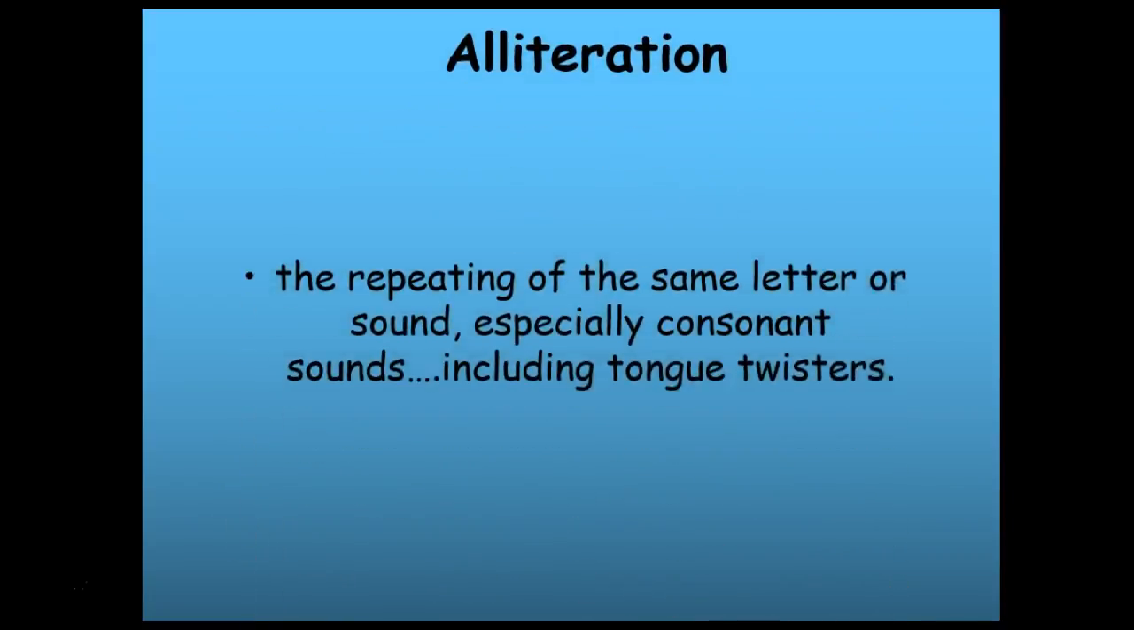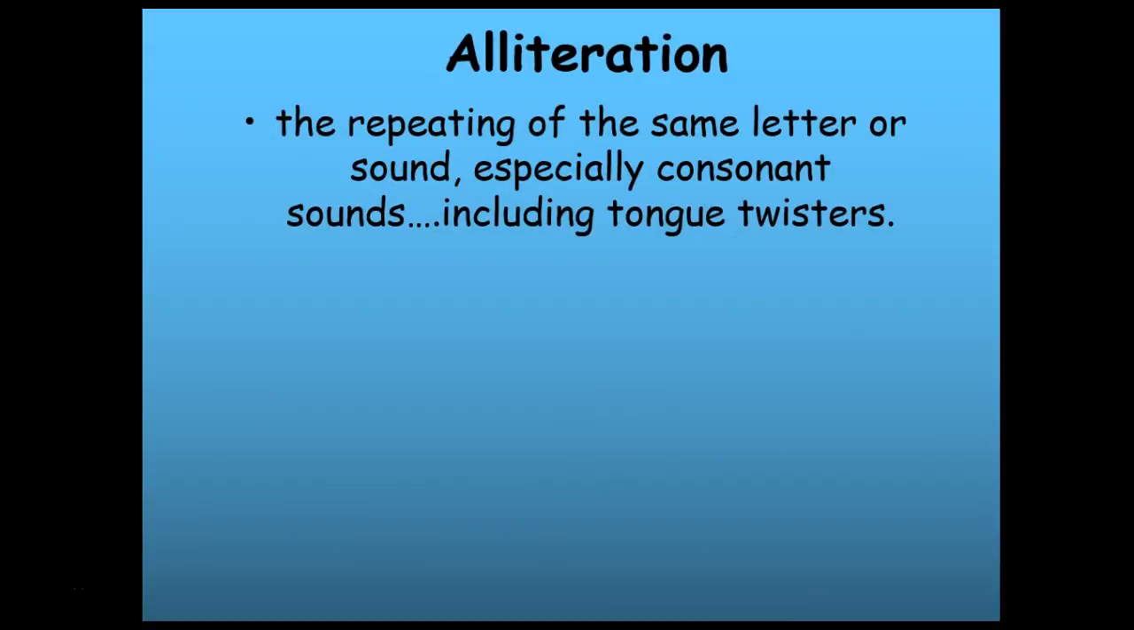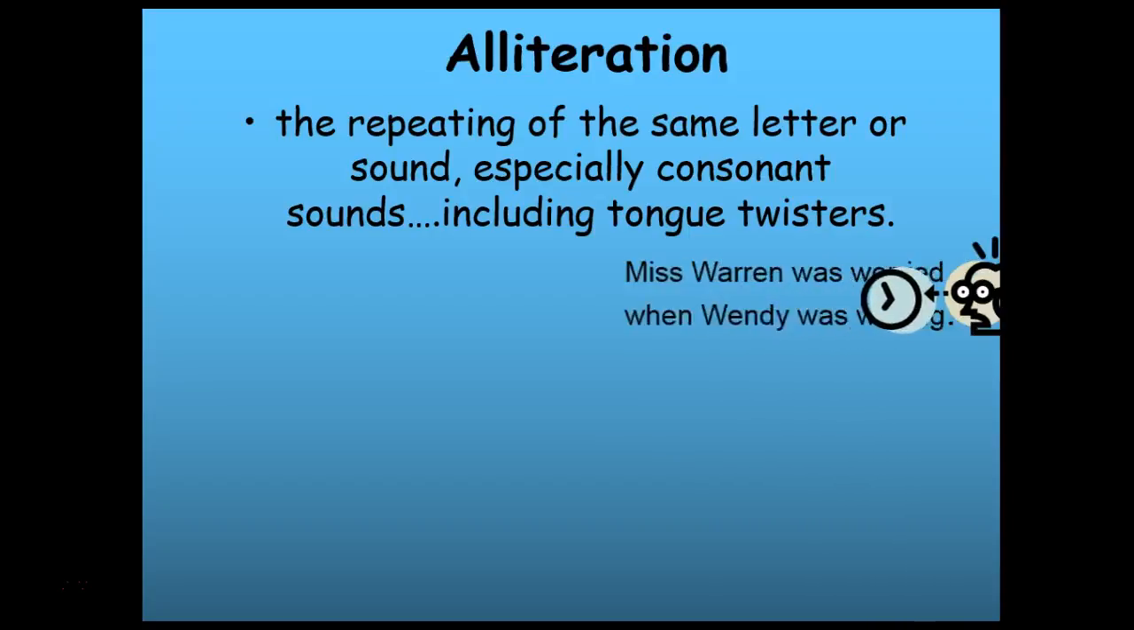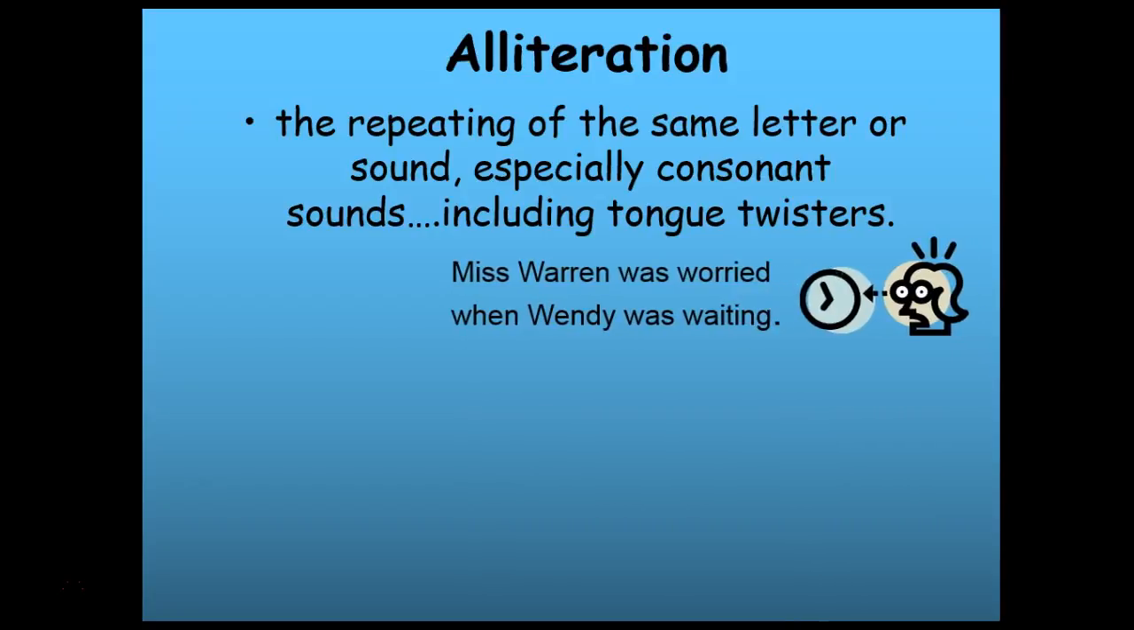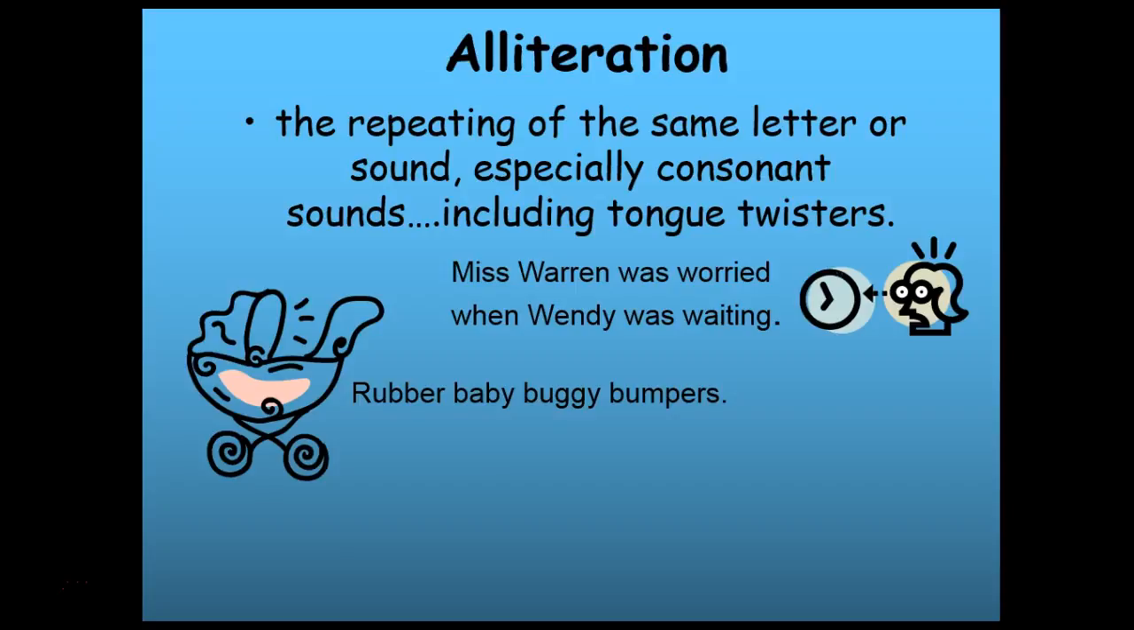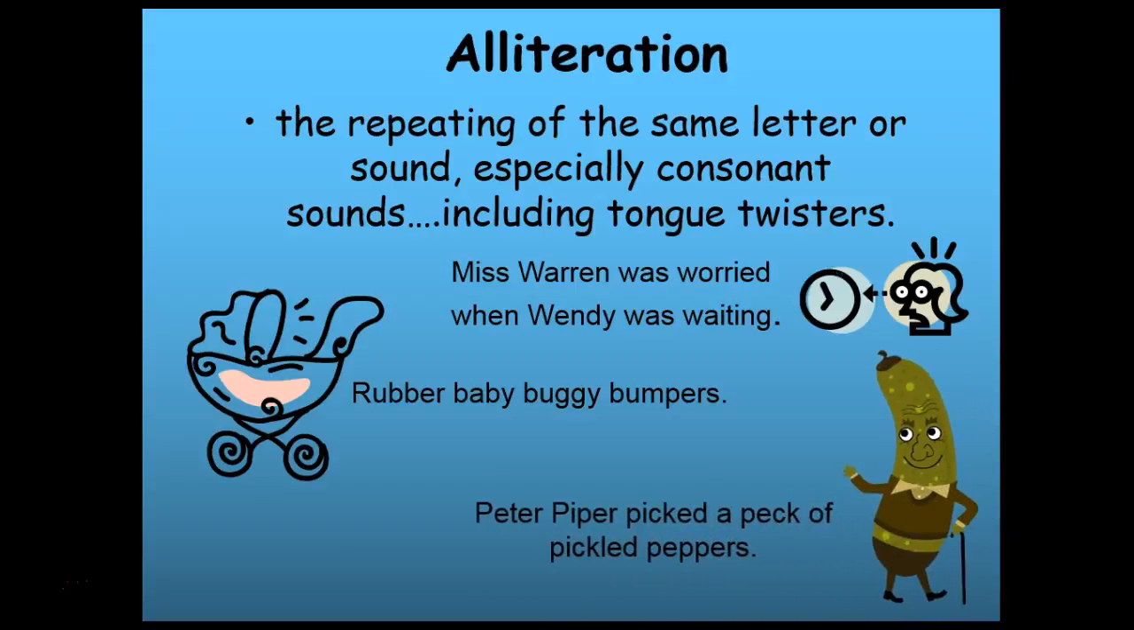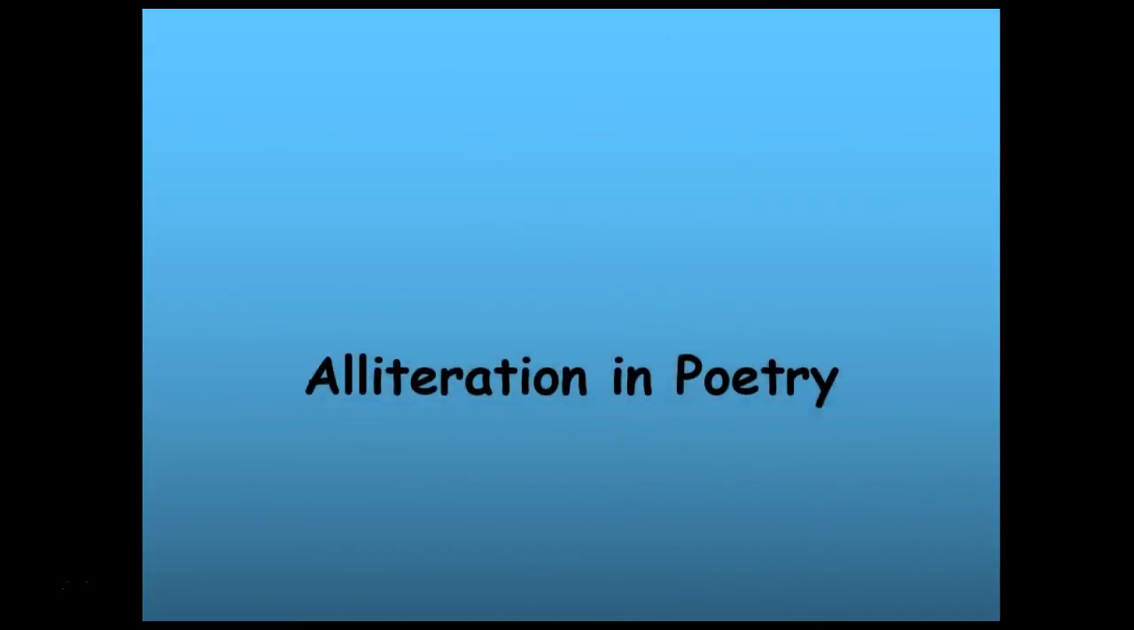Then we have alliteration. So alliteration is the repeating of the same letter or sound, mostly consonant sounds, at the beginning of a word. When you think of these, you'll think of tongue twisters, right? Miss Warren was worried when Wendy was waiting. You have that W sound repeated over and over again. Rubber baby buggy bumpers. You have the B sound repeated over and over again. Peter Piper picked a peck of pickled peppers. That's a tongue twister, and it's also an example of alliteration.